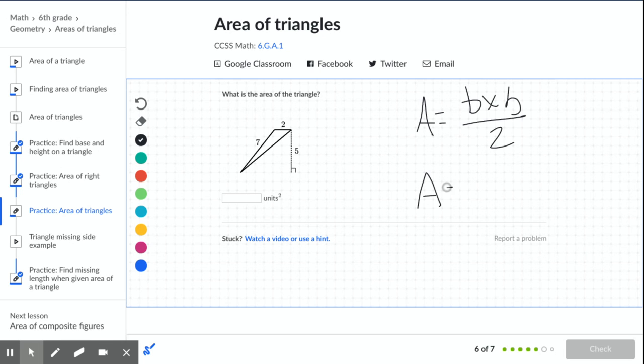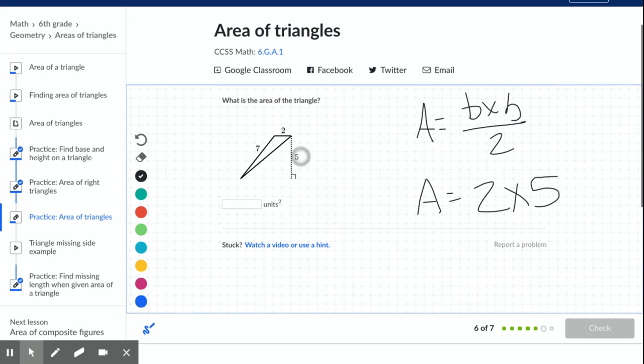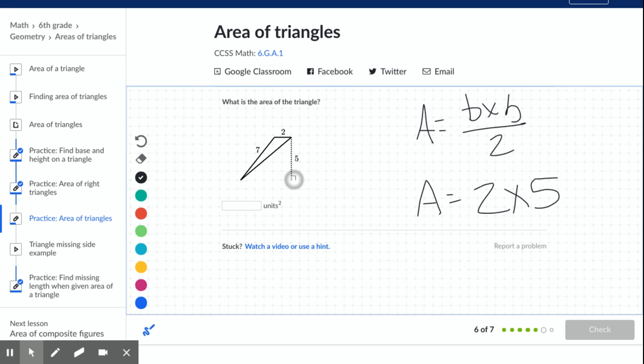Our base here is the 2. Even though it's on top, sometimes the base is just in a different place. If you laid down on the floor, you'd still have the same height, even though you were facing a different direction. And our height here is 5. Be really careful. We still have to look for the right angle like we have here. The right angle indicates that the height and the base are perfectly straight. You wouldn't measure your own height crooked. So you want to make sure you measure your height straight.